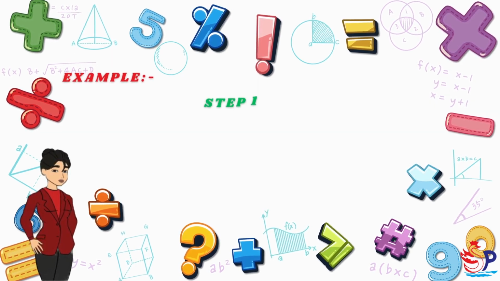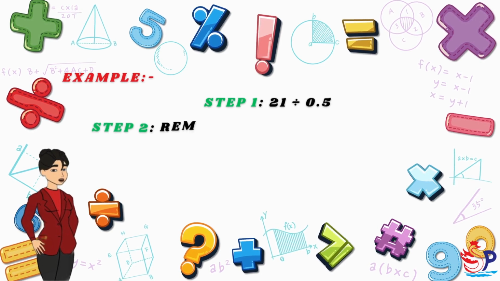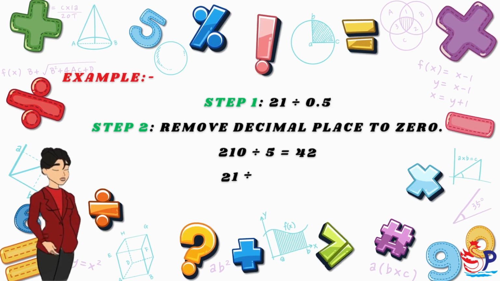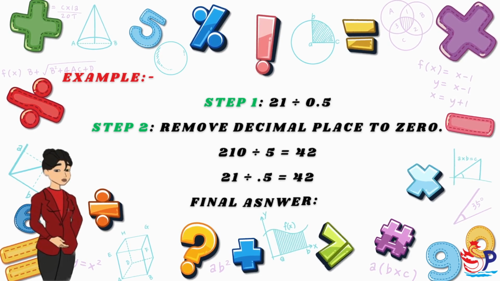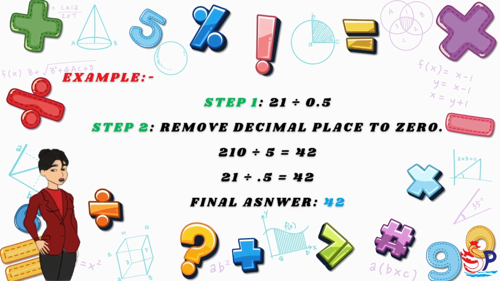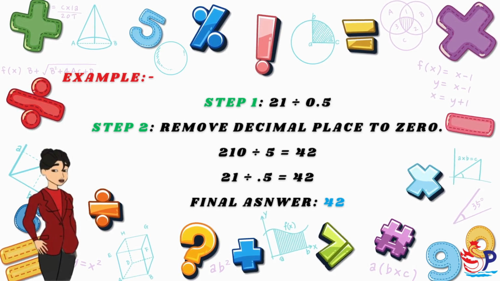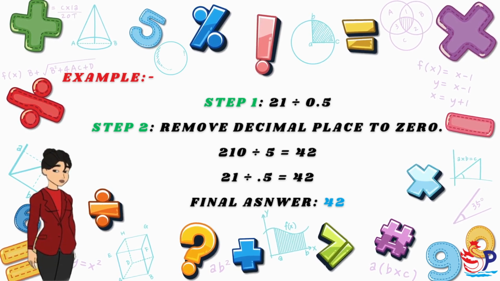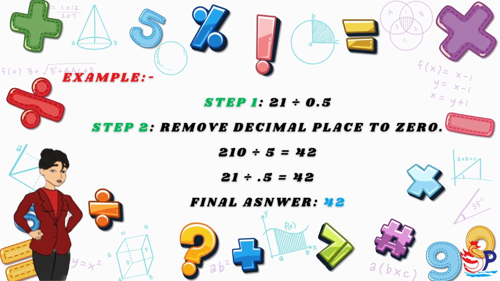Example: Step 1. 21 divided by 0.5. Step 2. Remove decimal place to 0. 210 divided by 5 equals 42. 21 divided by 0.5 is equal to 42. Final answer: 42.